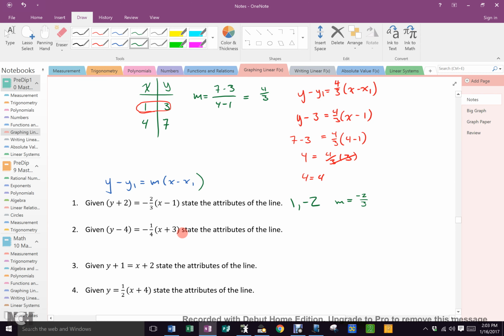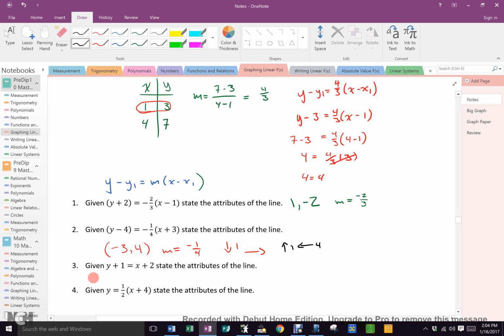So what's this next one? What's the point I'm going to start at? Negative 3, positive 4. And then where am I going to go? I'm going to drop 1. My m equals negative 1/4, which means from that point, I would go down 1 and right 4. Or I would go up 1 and left 4. Does everybody get it? Okay.